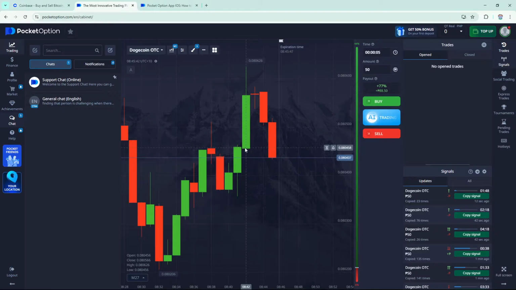To wrap up, by familiarizing yourself with adjusting the chart type to candles and interpreting these candlestick patterns, you can better grasp market dynamics and optimize your trading strategy on Pocket Option. Remember, practice and experience will enhance your ability to read these charts with confidence, so take your time exploring different chart types and patterns. Happy trading, and may your transactions be ever in your favor.